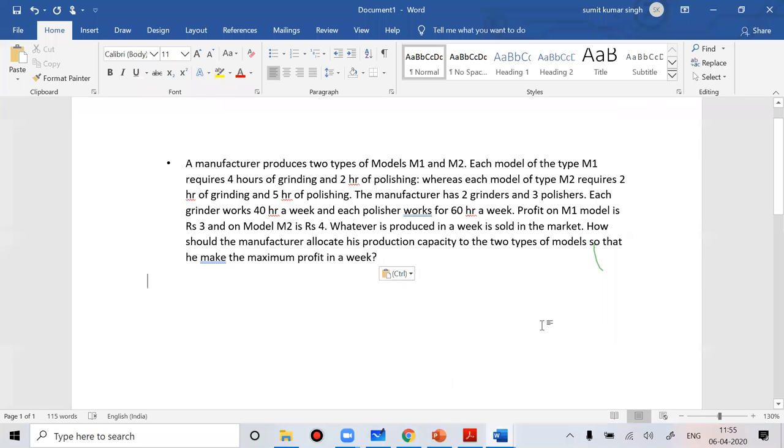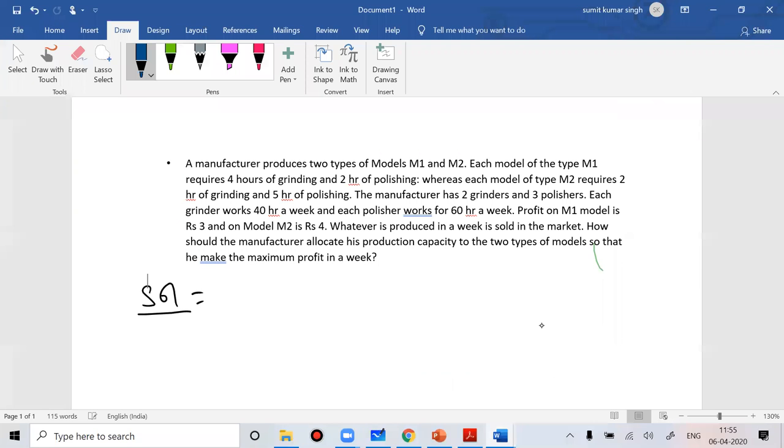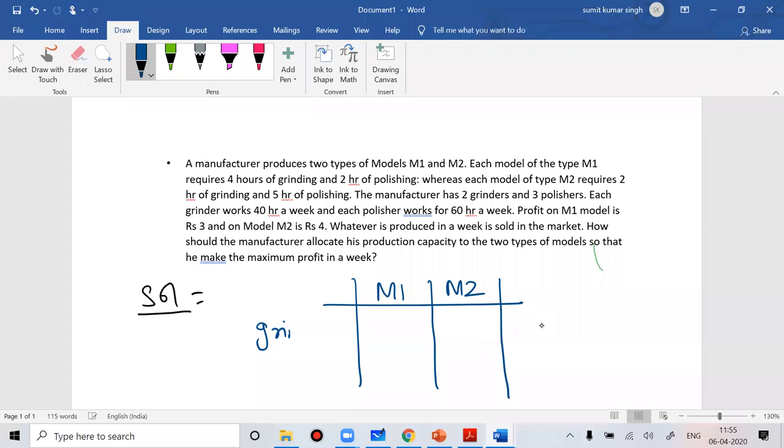Now, when we are solving this problem, you can see the manufacturer produces two types of model, M1 and M2. In exam, you write the problem this way. Each model goes through two processes. One is grinding and the next is polishing.